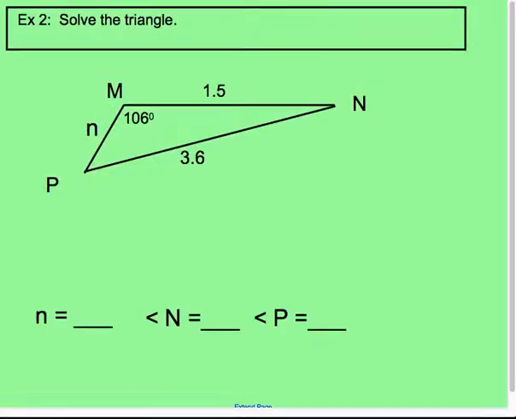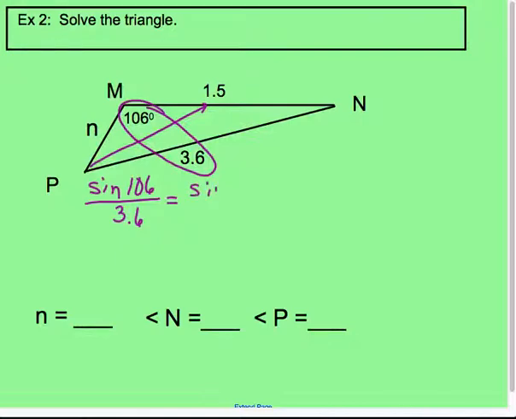Our second example, we're simply told to solve the triangle. What solve the triangle means is find all missing pieces of information. So again, the first thing I'm looking for is this angle side pair that are opposite one another that we know. So I'm going to start by setting up the sine of 106 degrees over 3.6. And then I've only got one other piece of information. So the first thing that I need to solve for is angle P. So sine of angle P over the side opposite it, 1.5.